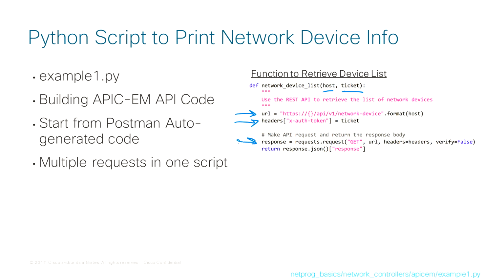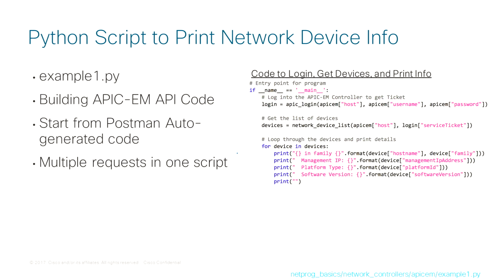We'll send our response using the request library, and this is a GET request at this point. And we include all of the detail necessary, and then we'll return back to our script the contents of the response that are there. We've written 2 functions, right? One to log into the device, one to retrieve the network device list. And then here in this part of the code, we actually write what we want our script to accomplish.